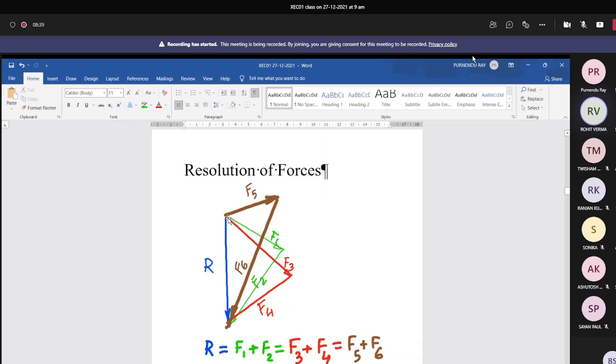So the length of this line divided by sine A, that is, a by sine A is equal to b by sine B equal to c by sine C. So the magnitude of F1 divided by the sine of this included angle is equal to the magnitude of F2 divided by the sine of this opposite angle, which is equal to R divided by the sine of this angle.